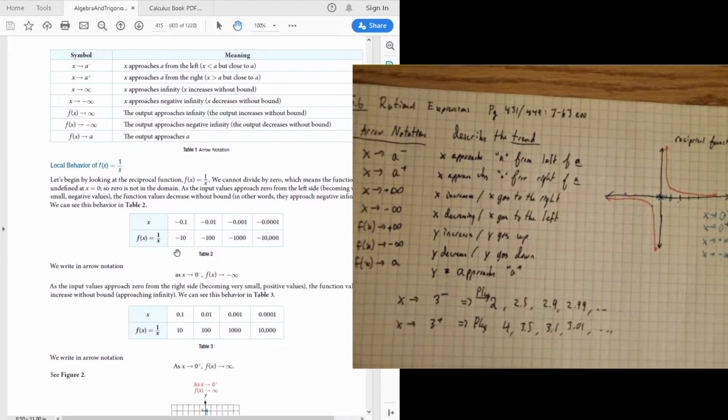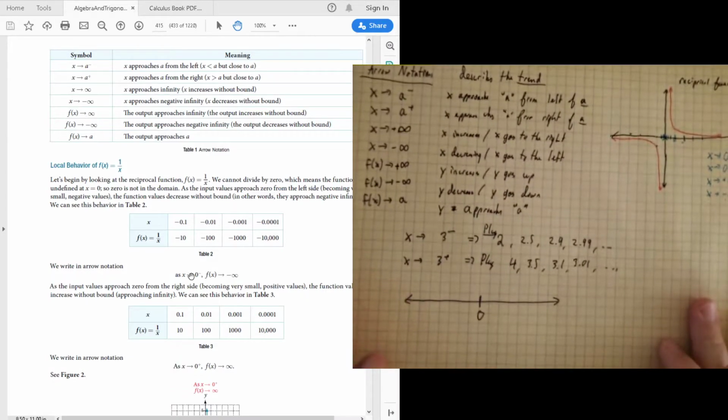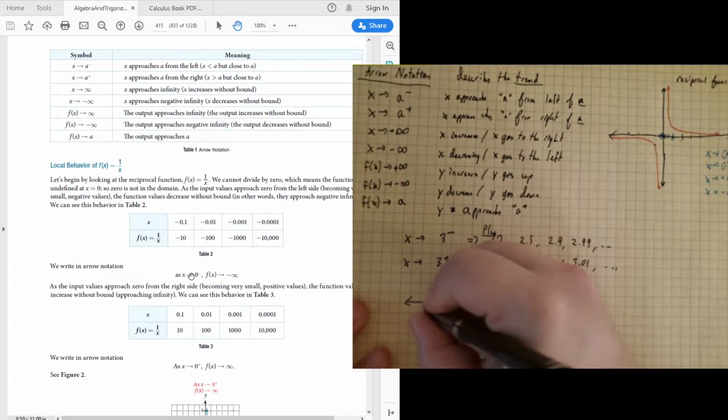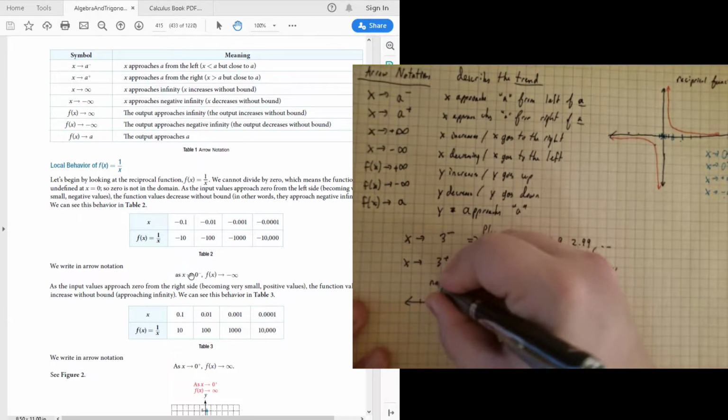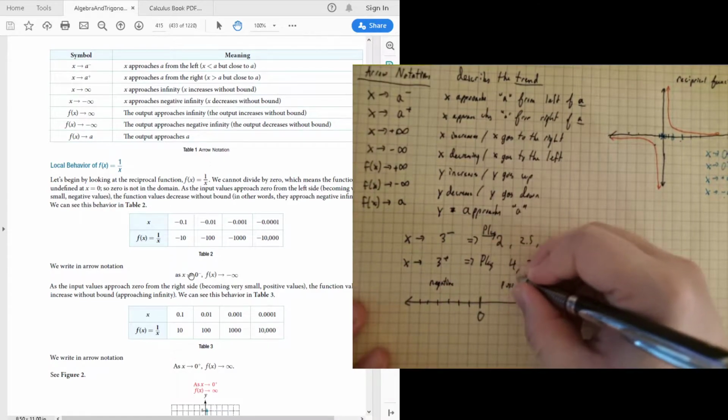This is talking about if we're approaching 0, what's happening. So notice how each of these values, so this is to the left of 0. Well, if you look at the number line with 0 in the middle, to the left of 0 is going to be negative numbers. But to the right of 0 is going to be positive numbers.